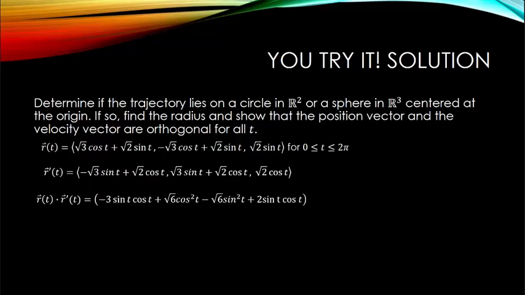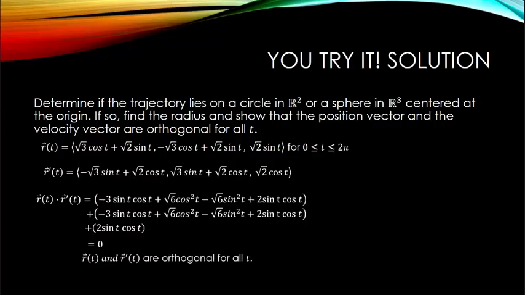The dot product of these two vectors is given by negative 3 sine t cosine t plus square root of 6 cosine squared t minus square root of 6 sine squared t plus 2 sine t cosine t, plus the quantity negative 3 sine t cosine t plus square root of 6 cosine squared t minus square root of 6 sine squared t plus 2 sine t cosine t, plus 2 sine t cosine t. I simplify this by combining all like terms, and I get a result that is 0. This means that my position vector and my velocity vector are in fact orthogonal for all t.